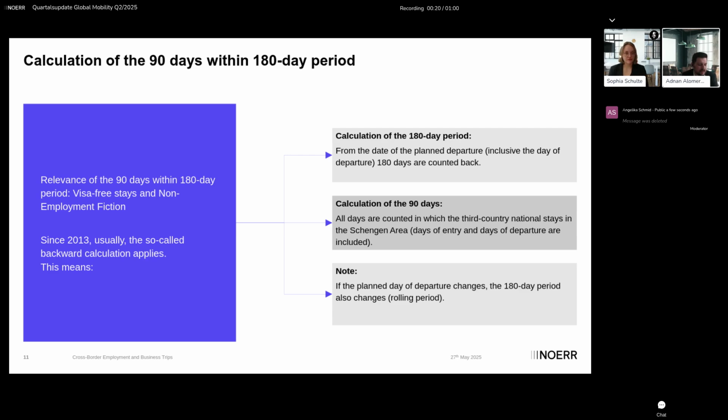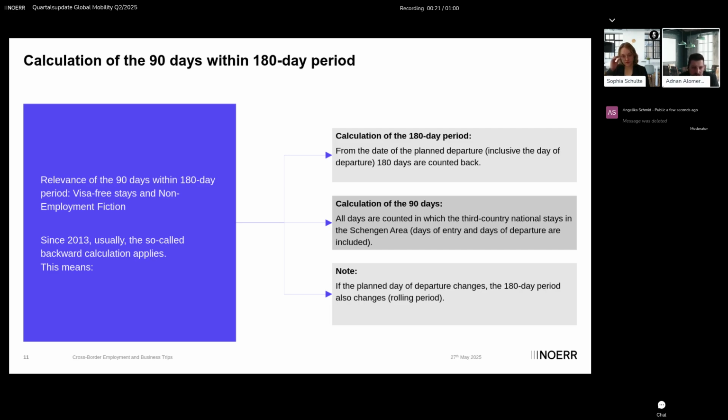And now to the last point. We have mentioned a few times already how to calculate 90 days within a 180-day period. The relevance is apparently for visa-free stays and the non-employment fiction. And there is a backward calculation. What does it mean? At the very first, we have to take the planned date of departure, for example the 30th of May, and from this day we have to count 180 days back. Days, we can't say months, really days.